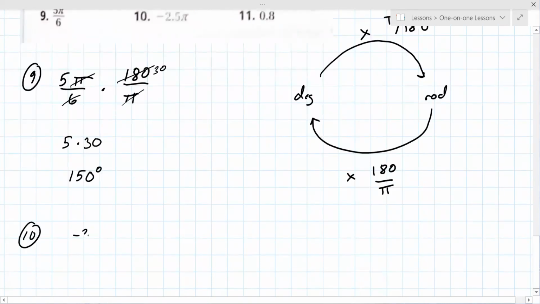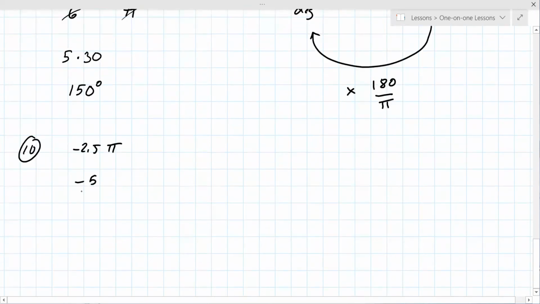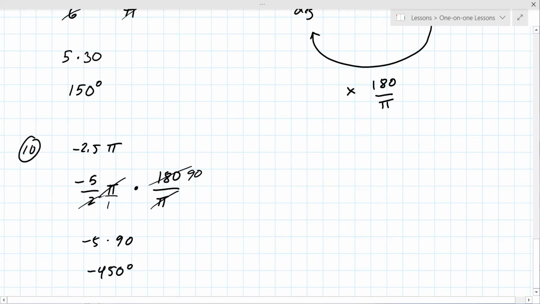10 is minus 2.5 pi. I'm going to convert that to a fraction, so it's minus 5/2 pi. And we're going to multiply by 180 over pi. Now, even though I kind of put the pi next to this fraction bar, it's really in the numerator. It's really pi over 1. Pi's cancel. 180 divided by 2 is 90. So this is really minus 5 times 90, minus 450 degrees. Do we now keep it that, or do we? Yes, this is exactly how I keep it.